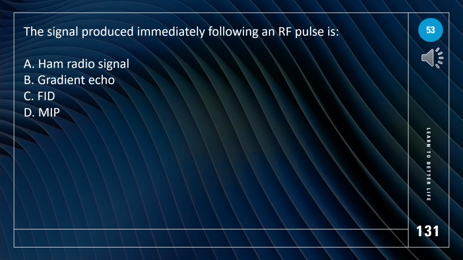The signal produced immediately following an RF pulse is A. Ham radio signal. B. Gradient echo. C. FID. D. MIP. The answer is C. Free induction decay.